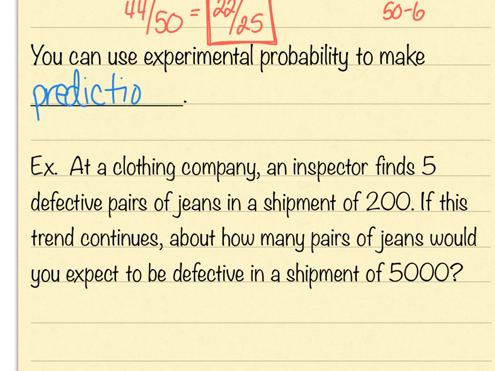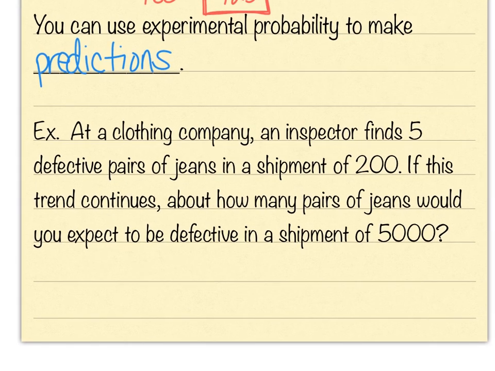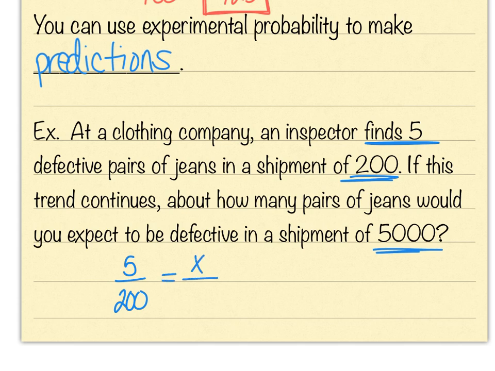You've already been doing some of that in your other homework, where you've been setting up a proportion to make a prediction. This question says, at a clothing company, an inspector finds 5 defective pairs of jeans out of a shipment of 200. If this trend continues, how many pairs of jeans would you expect to be defective if a shipment had 5,000? So if there's 5 out of 200 jeans that are defective, then if that continues, how many out of 5,000 would be defective? And again, we're just going to set up a proportion and cross multiply.